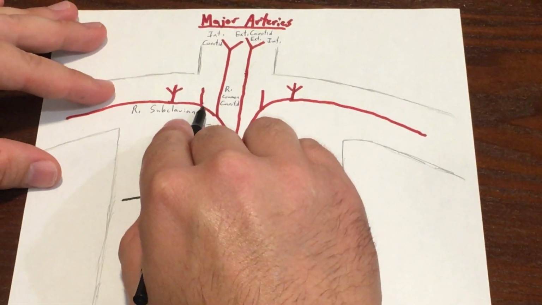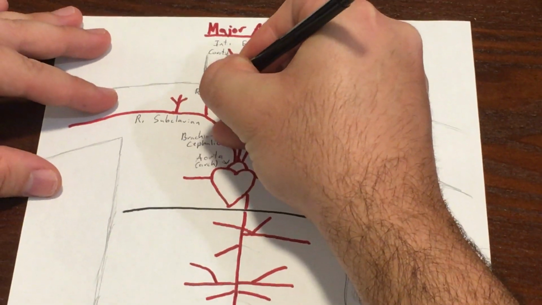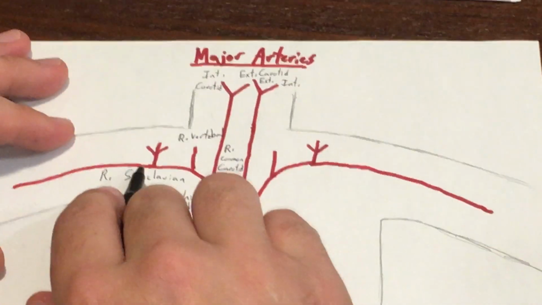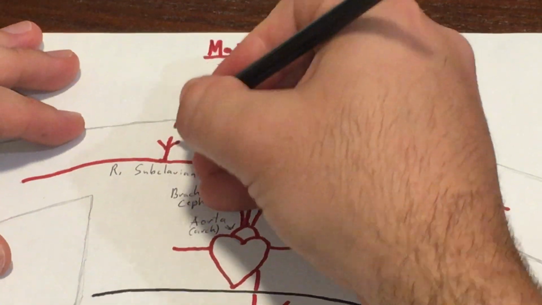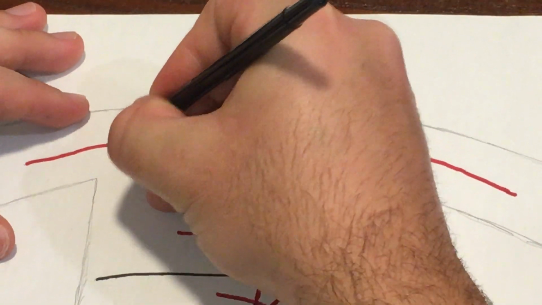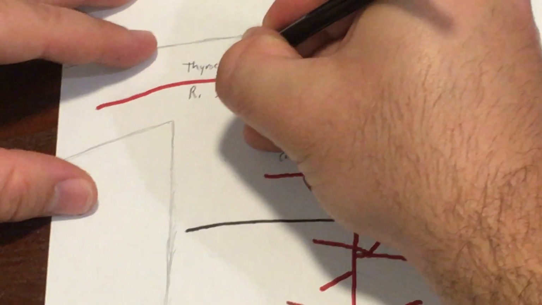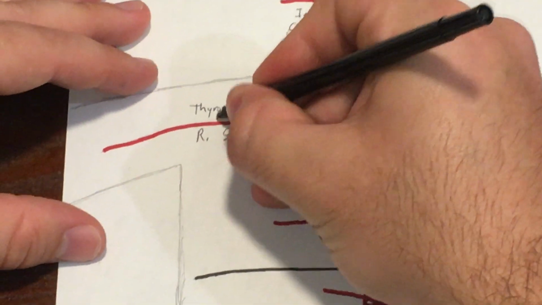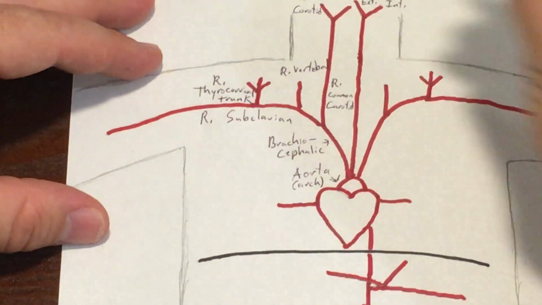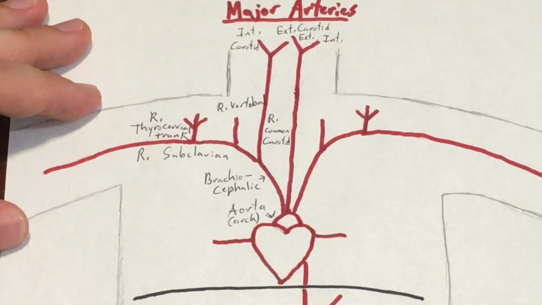And then you have another branching point. This would be the right vertebral artery. Another branching point, this will be the thyrocervical trunk for the right side. Cool. All right, we got that side.